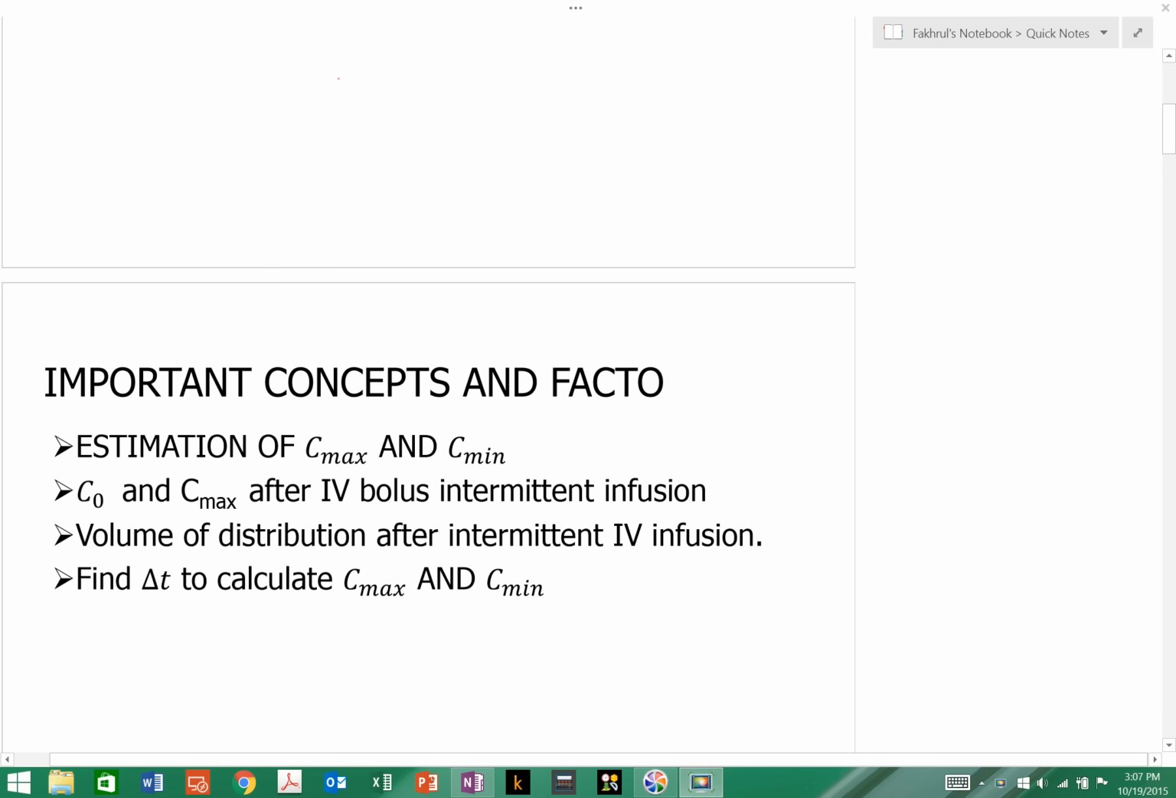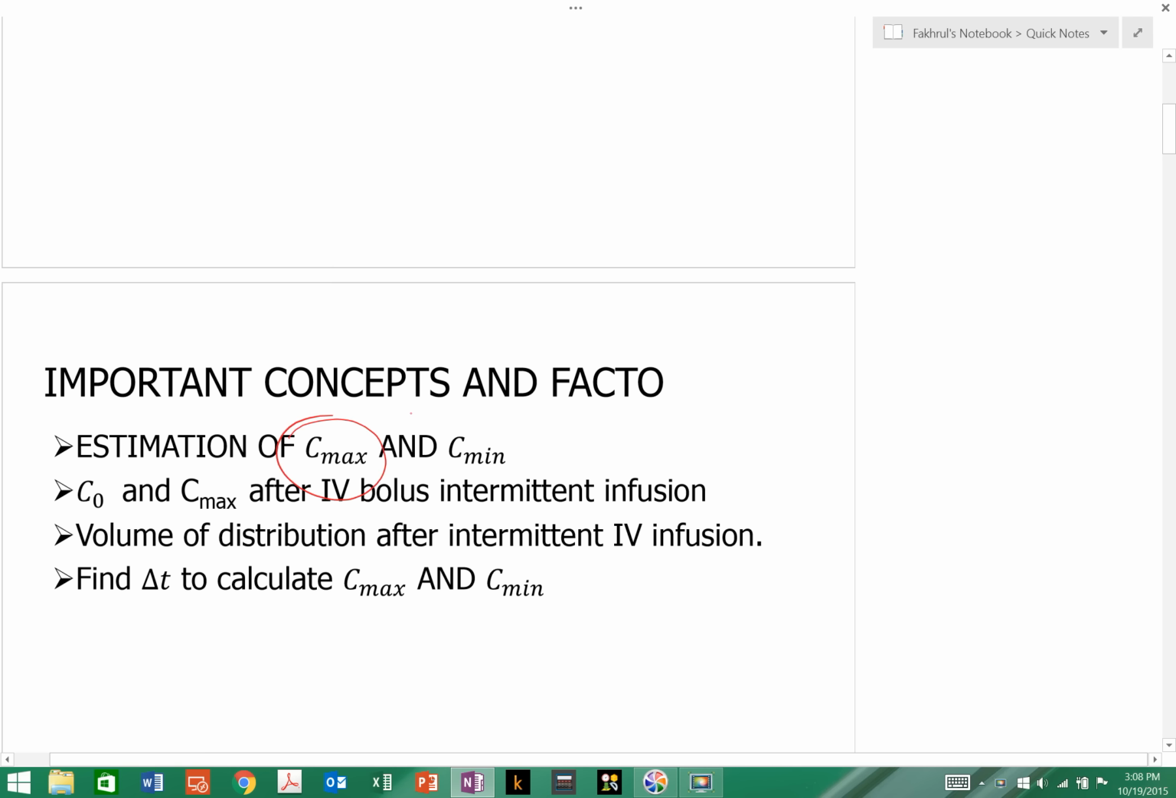Hello, this would be the second video for intermittent IV infusion. I'll try to keep it within 10 minutes. For this reason, I have a stopwatch in front of me. So today we will be talking about Cmax, how to calculate Cmax and Cmin.